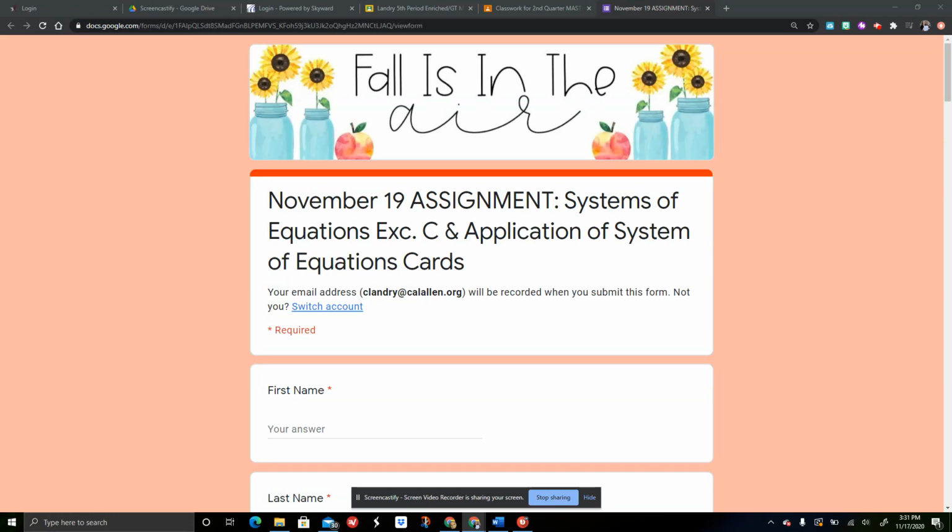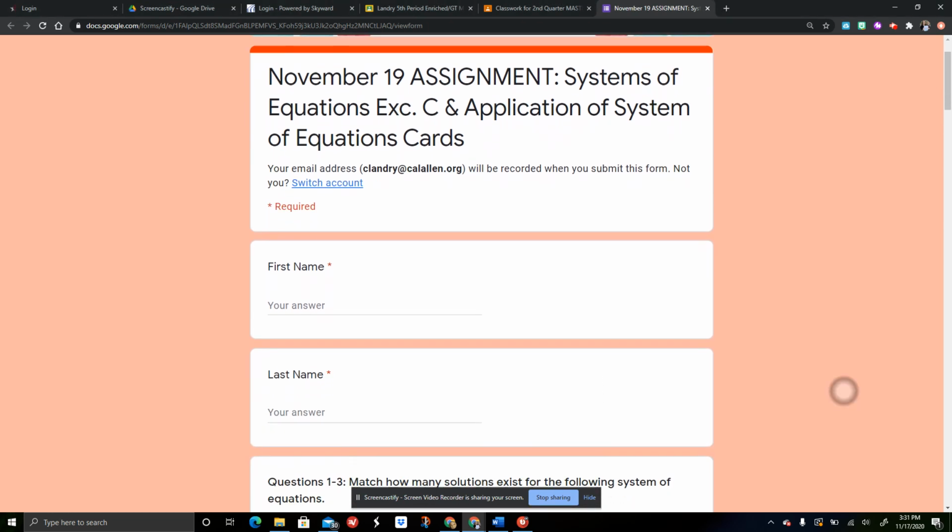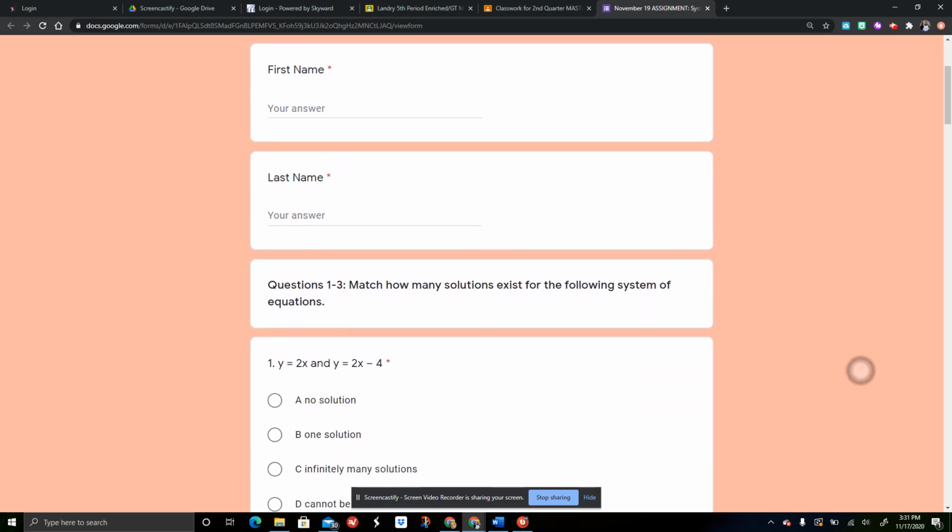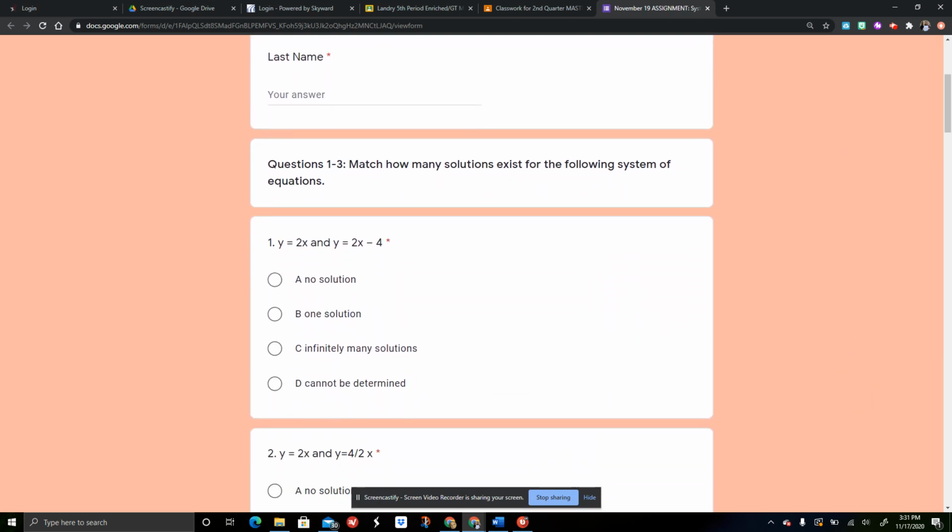November 19th assignment, Systems of Equations, Exercise C, and Application of Systems of Equations cards. We're just going to go over a few of the problems from the assignment with you, just in case you have some questions. I'm going to scroll down.